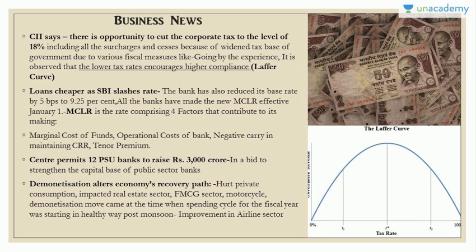And business related news. So the Confederation of Indian Industry has said that there's an opportunity to cut the corporate tax to the level of 18%, obviously to increase tax compliance and increase the revenue of the government. Because going by the experience of the Laffer curve, which you can see here, the government's revenue increases up to a certain tax rate, but we need to find this optimal tax rate where the revenue is maximum.